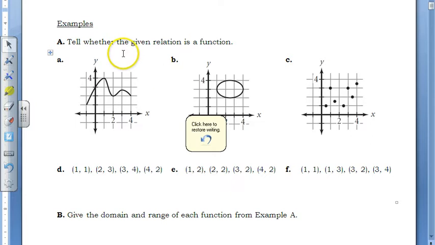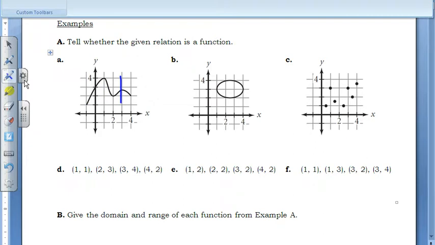The first example says, tell whether the given relation is a function. Looking at this graph, I can even try my vertical line test. That passes the test, so yes, that is a function. Looking at the second one, I'll try my vertical line test and it hits the graph 2 times, so no, that is not a function. On the third graph, I'd actually have to check each individual point to make sure that no vertical line would hit 2 points, and I can see that they won't, so yes, that's a function.